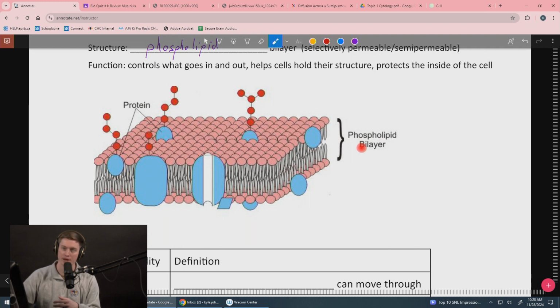Here's a picture of the cell membrane. You see in the cell membrane we have these blue blobs. Those are proteins. Each of these proteins will have a different function. We also have all of these red spheres. These red spheres with the two little tails attached are actually our phospholipids. This is a phospholipid. And you'll see that there is a double layer or a bilayer of these phospholipids.